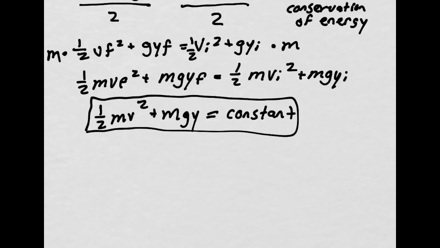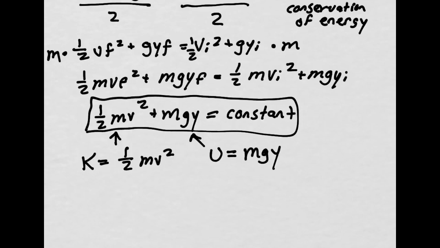So, the energy caused by a velocity of the ball moving, we call that the kinetic energy. So I'm just going to define it, 1/2 mv squared. And the energy caused by a height, we're going to call the potential energy, or gravitational potential energy, and I'm going to give that U equals mgy. So this is kinetic energy, and this is gravitational potential energy.